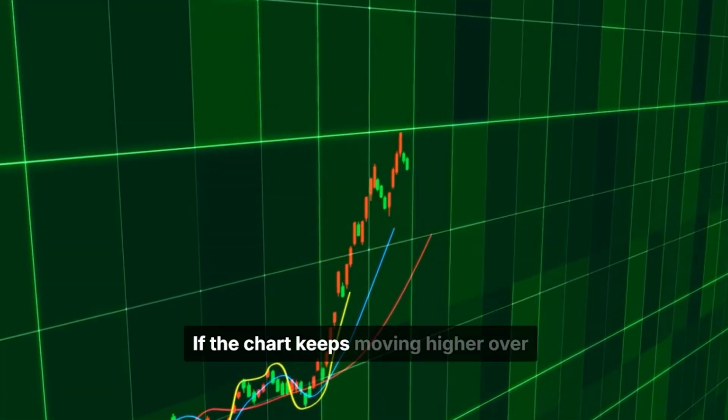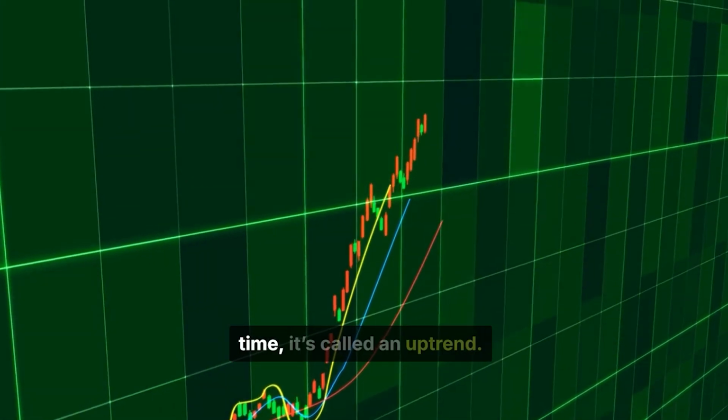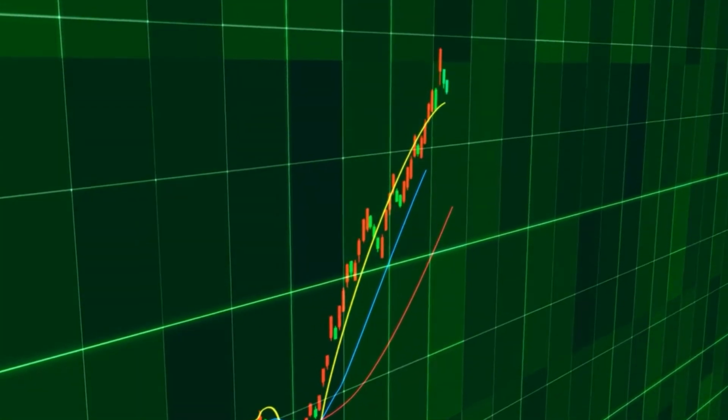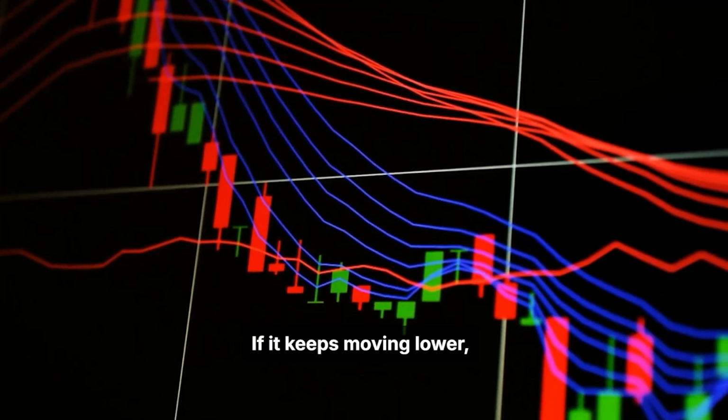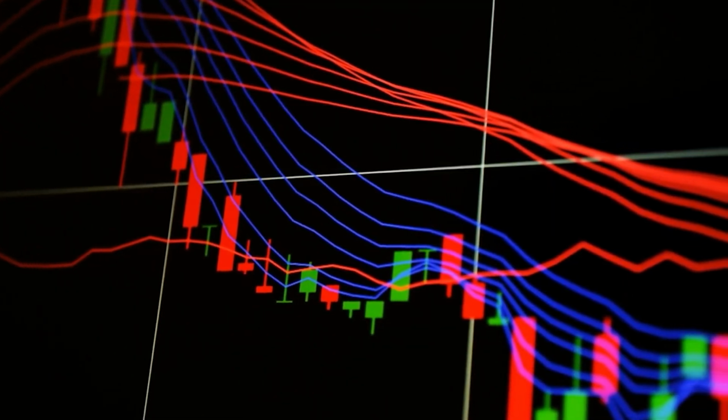Notice the trend. If the chart keeps moving higher over time, it's called an uptrend. If it keeps moving lower, it's a downtrend.